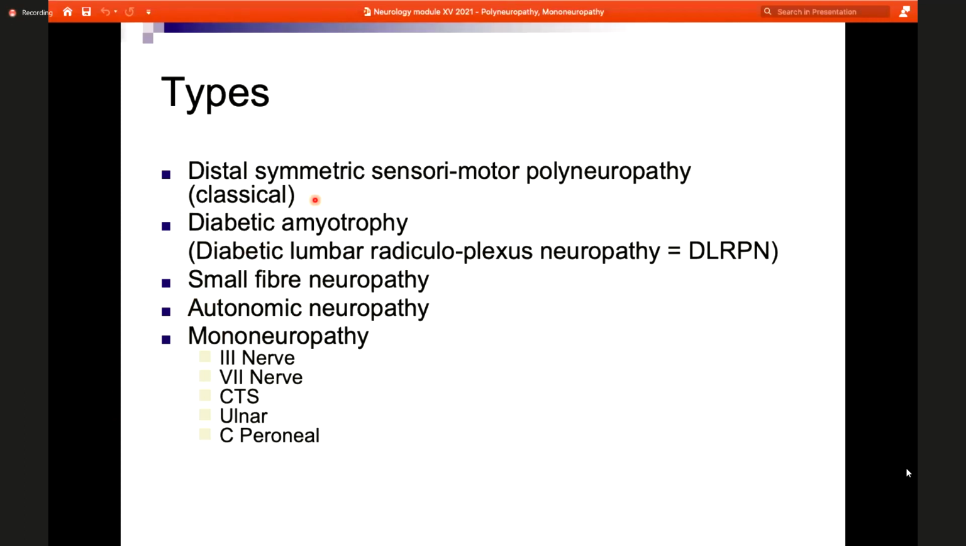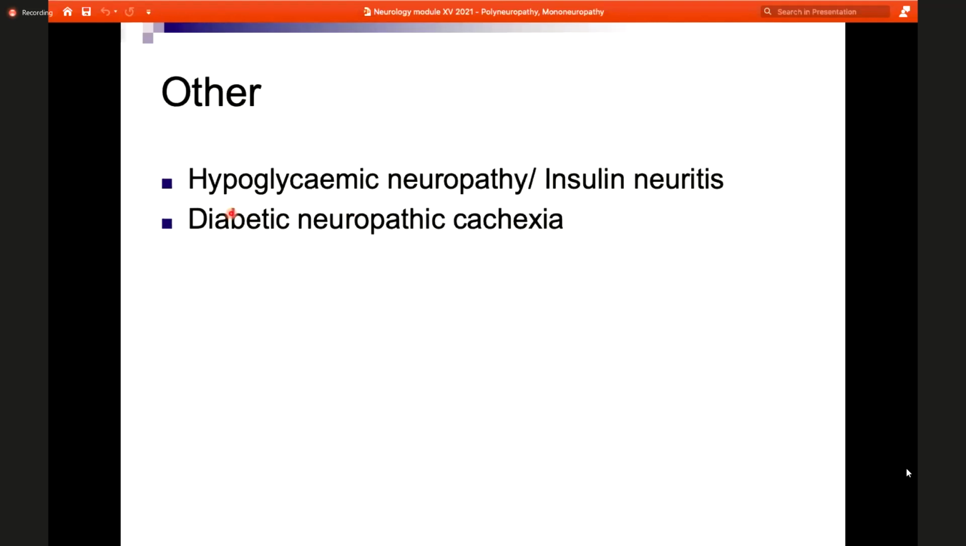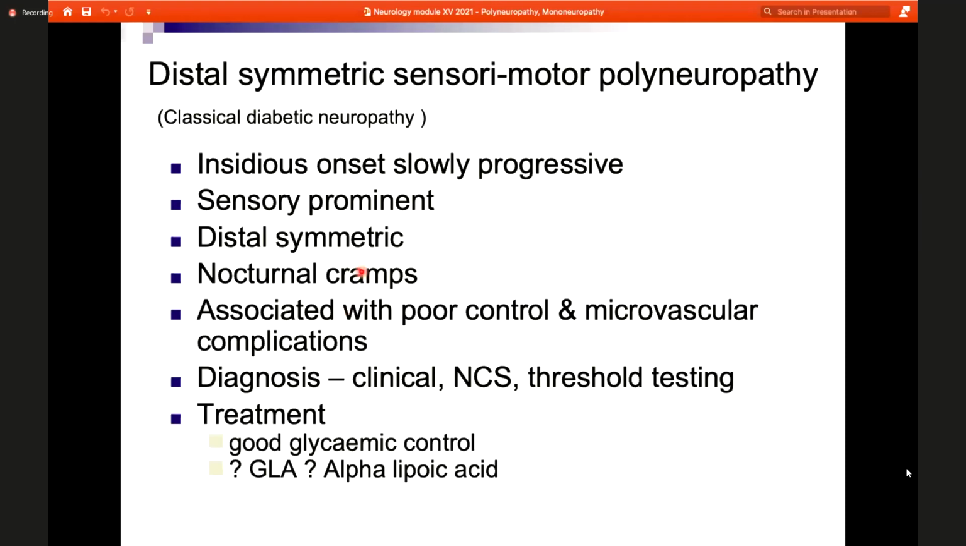But we will deal with distal symmetric polyneuropathy. Then there are some treatment-related uncommon neuropathies in diabetes, but we will deal with this one, which is also called classical diabetic neuropathy in colloquial communication, but this is the correct term. And this behaves like a typical axonal neuropathy. It is insidious in onset and slowly progressive and starts in the feet, and sensory is more prominent. It's symmetric and they can have nocturnal cramps as we mentioned earlier. And then can have some motor involvement as well.